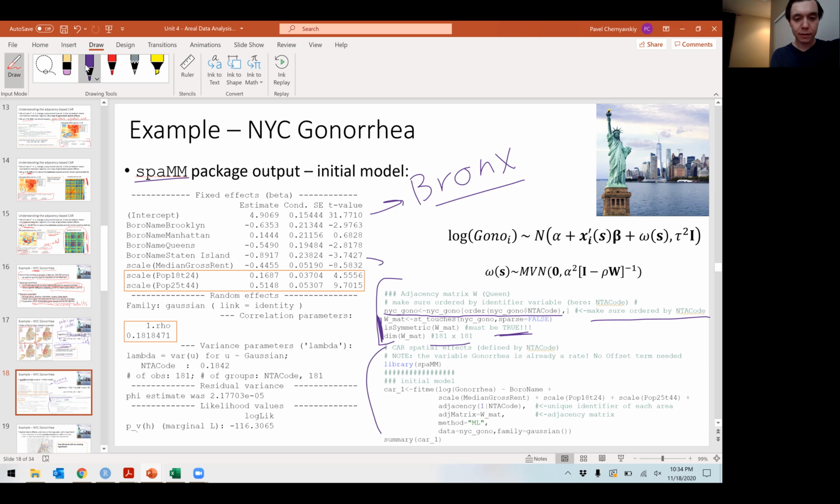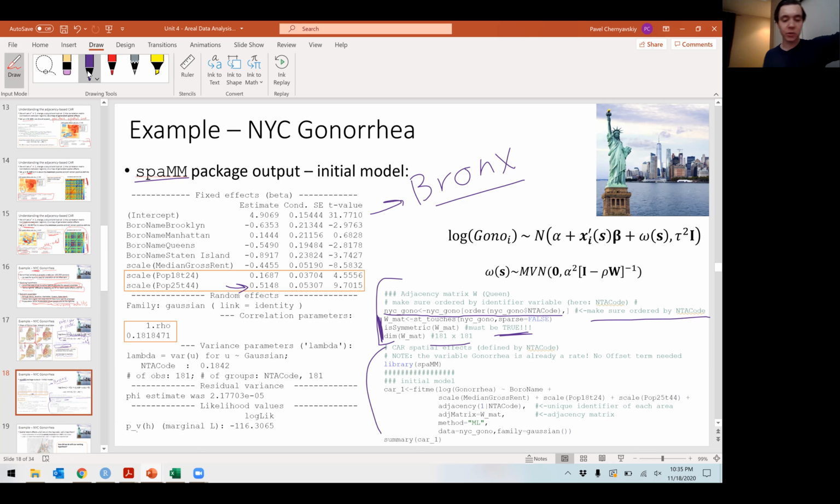Median rent, when we adjust for age and the spatial effects, it looks like I was wrong about median rent. Or rather, areas where median rent is high tend to have lower gonorrhea rates. I thought that median rent might be associated with having places to do the nightlife activities. That might not be the case, because after I adjusted for everything in the model, the coefficient of median rent is negative. Here are my two age groups. And as expected, they're both positive associations.